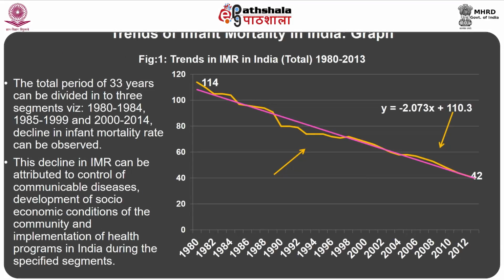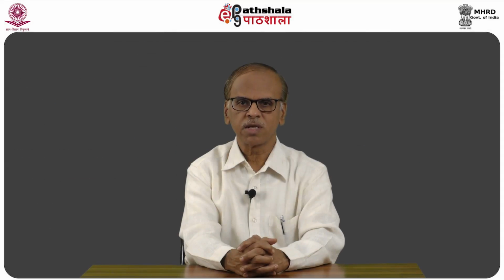The total period of 33 years can be divided into 3 segments, namely 1980-1984, 1985-1999 and 2000-2014. Decline in infant mortality rate can be observed. This decline in IMR can be attributed to control of communicable diseases, development of socio-economic conditions of the community, and implementation of health programs in India during specified segments.